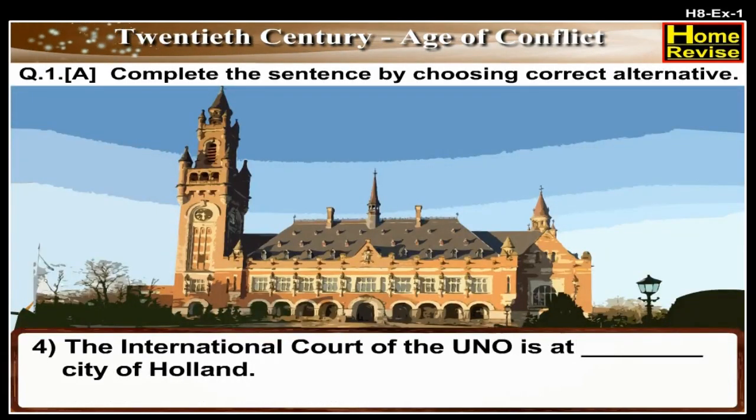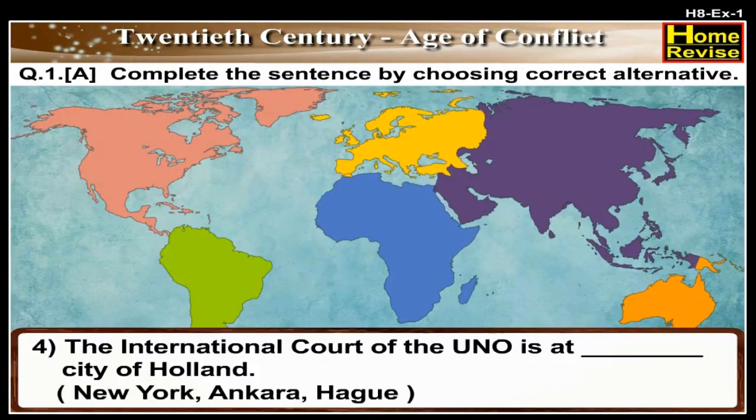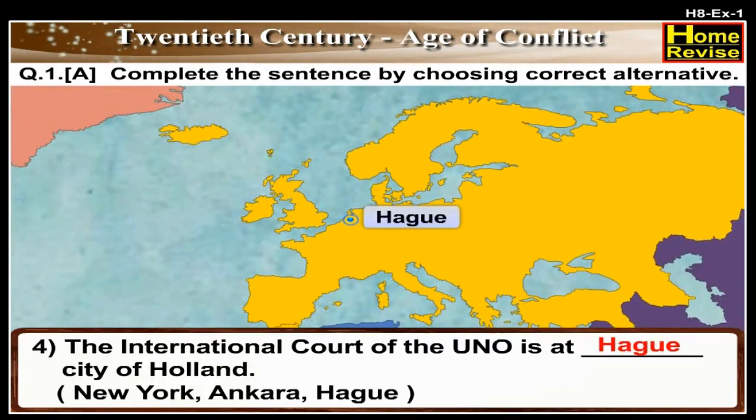4. The International Court of the UNO is at dash city of Holland. Your options are New York, Ankara or Hague. The answer is Hague. The International Court of the UNO is at Hague City of Holland.